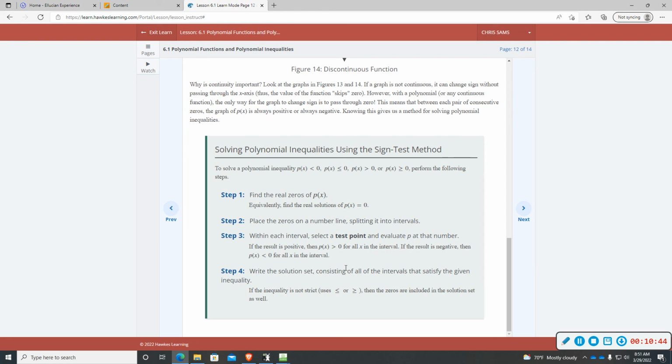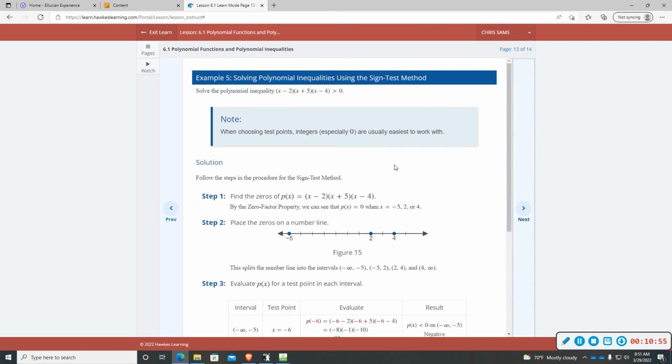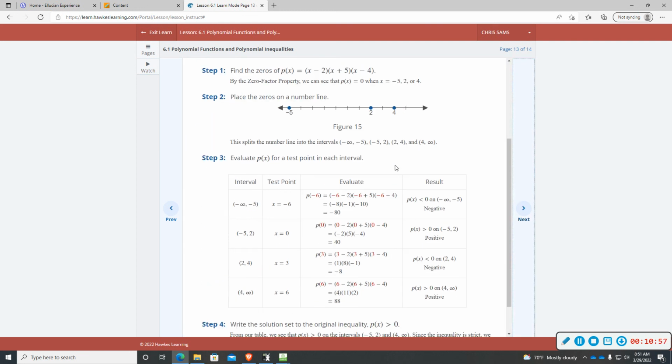And then we write the solution set consisting of all intervals that satisfy the inequality, depending on which one we're looking for. And again, I will model this when we start problem solving. And then I think we're getting toward the end. So here's the last page.